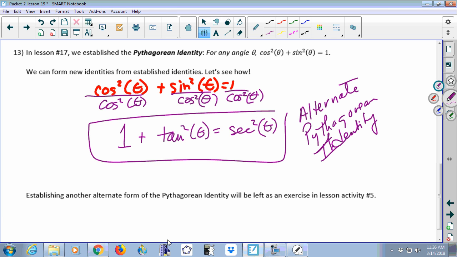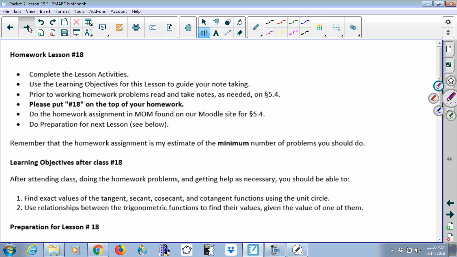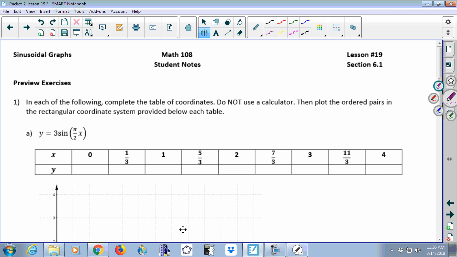This last one you can find for your last activity, your lesson activity number 5, by dividing both sides now by sine squared instead of cosine squared. So that's lesson number 18. I went as far as getting your preview exercises for 19, and that's all I have.